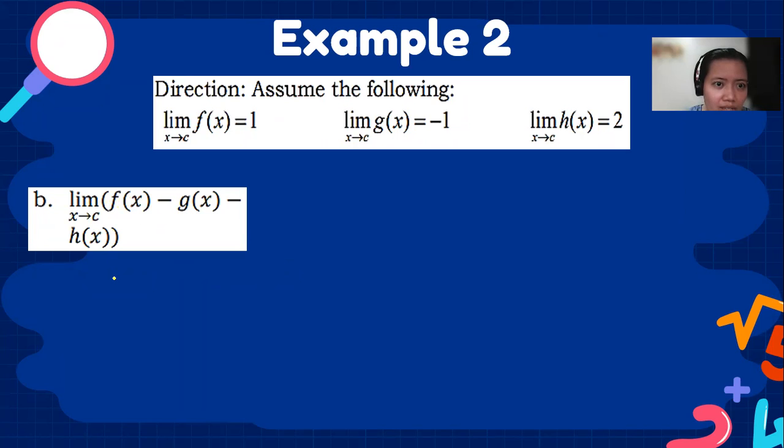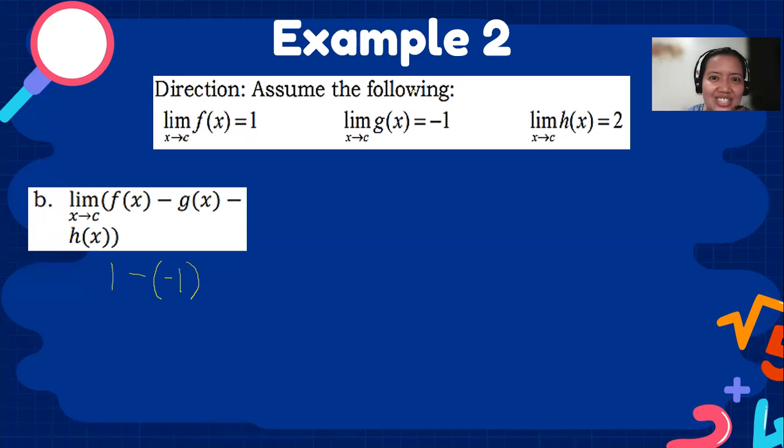What's the limit of f of x? Anybody? Can you raise your hand? Yes, Noeline Mahait. 1. 1. Very good. All right. Let's copy the subtraction sign. How about the limit of g of x? Anybody? Other hand, please. Yes, Santias Jerome. Negative 1, po. Very good. Negative 1. All right.